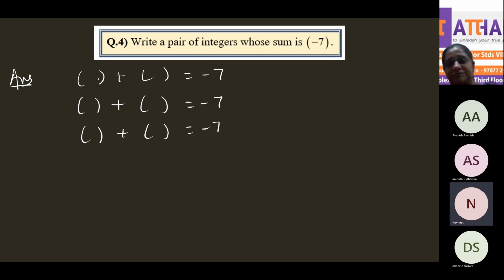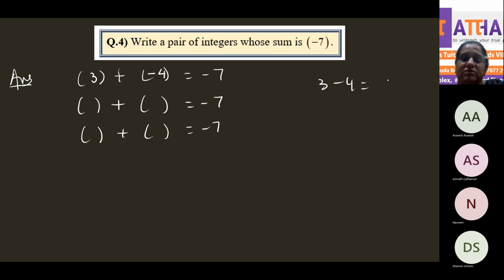Yes, Navneet, first one. 3 and minus 4. So what is plus into minus? Minus. So what is 3 minus 4? 3 minus 4 is 7, no? Different signs, right? So subtract. What do you get when you subtract? 7, ma'am. When you said different signs subtract, right?